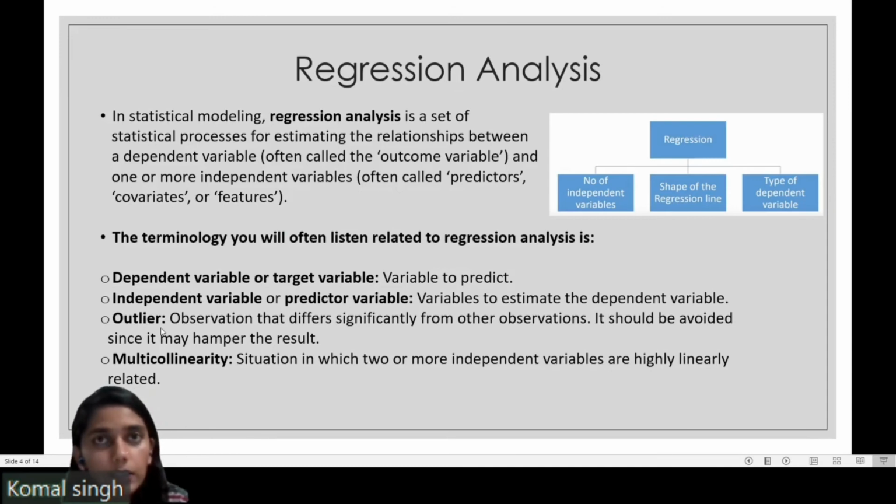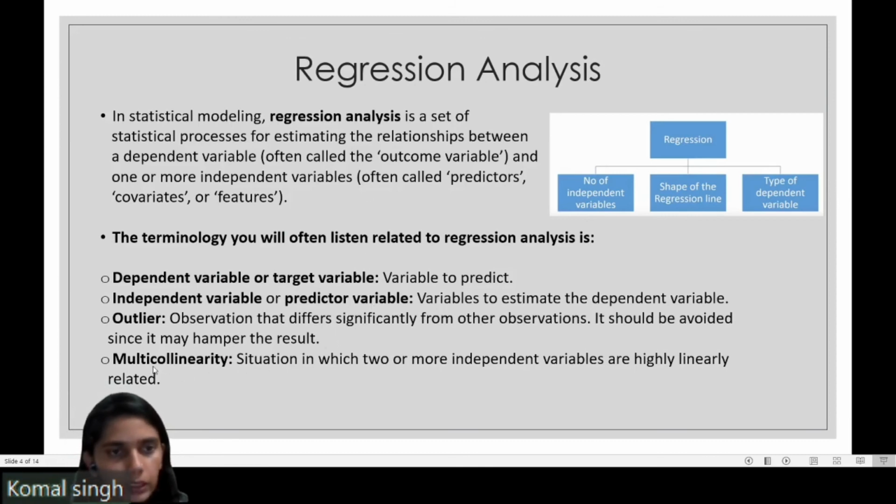Then another term is outlier. An outlier is a factor which is not at all close to the data points we have already predicted. We have to find only those values which come closer to each other, so that we can create a regression line and find the proper factors, so that there is less error.